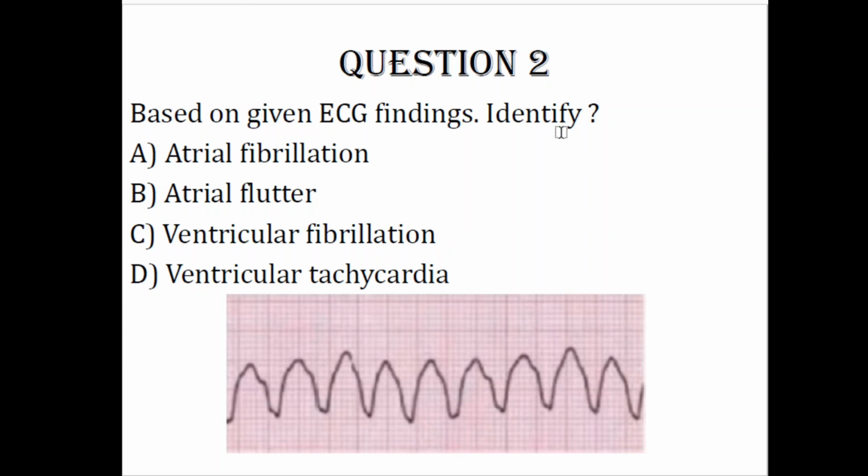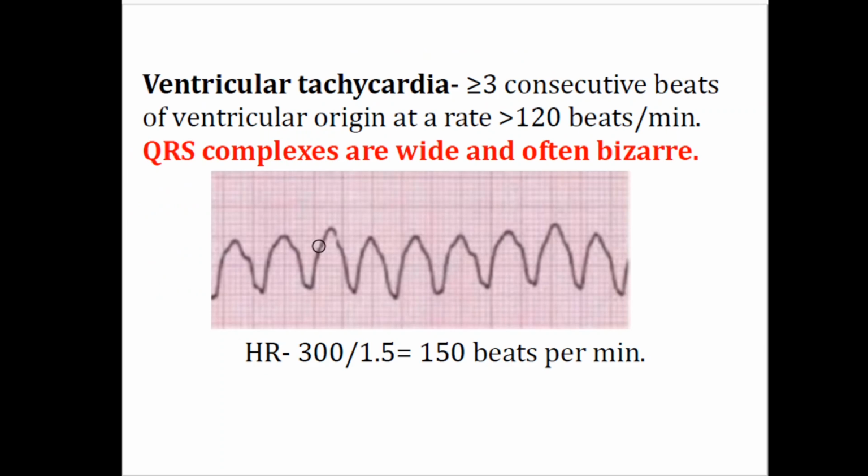Based on the ECG finding, identify. So this is the ECG finding. See, whenever you see an ECG, the first thing that should come to your mind is to calculate the heart rate. Let's look at how to calculate it. We take the RR interval. This is the peak of the R and this is the peak of the next R. We take this RR interval and we calculate the big boxes.